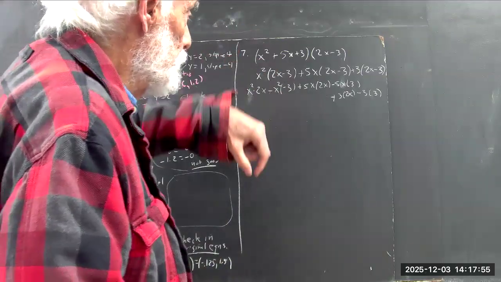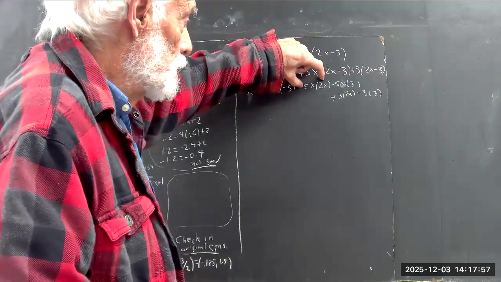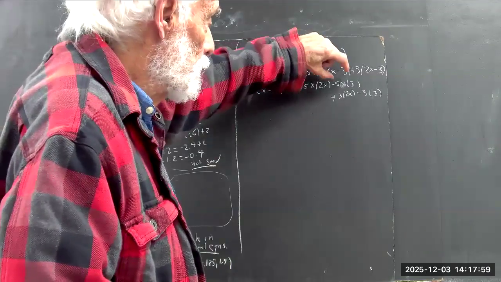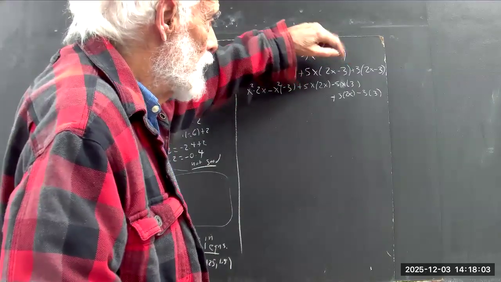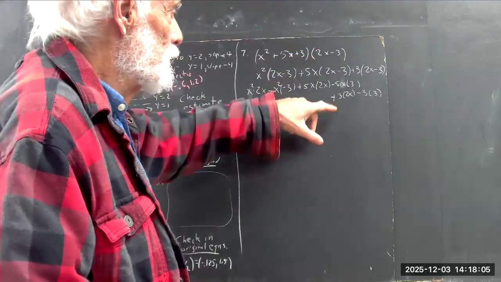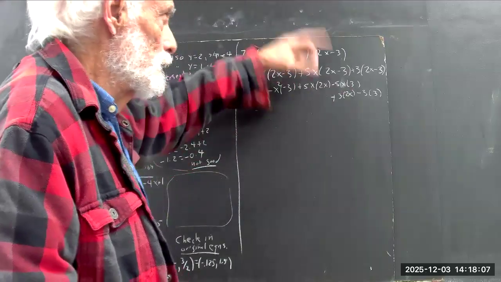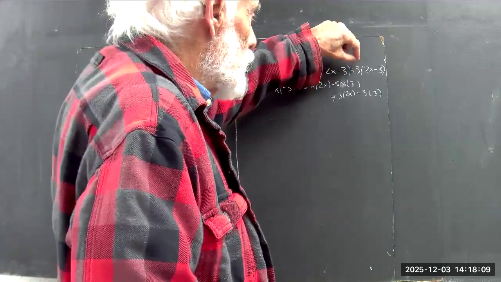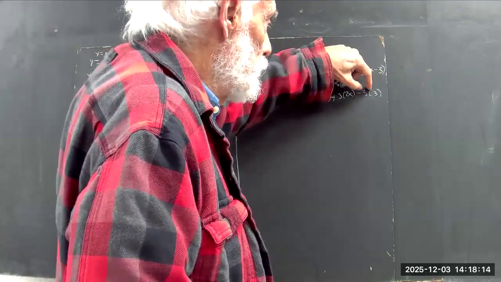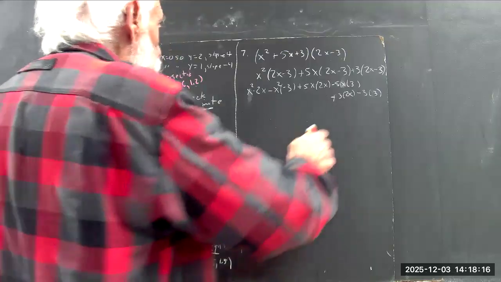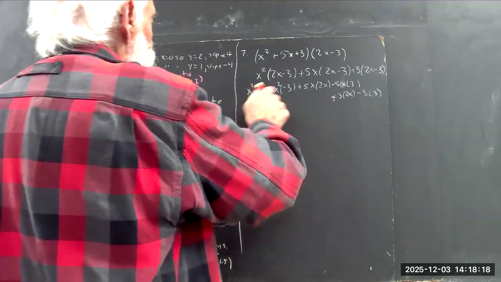So again, x squared times 2x goes here. x squared times -3 goes here. 5x times 2x here, 5x times -3 here. And 5x times -3 is the same as -5x times 3, so write that out. 3 times 2x is here, minus 3 times 3 is here. Okay. Now we just expand these.